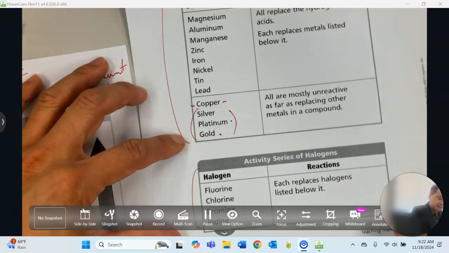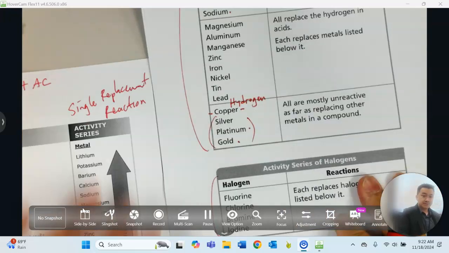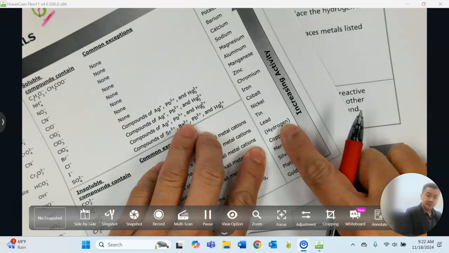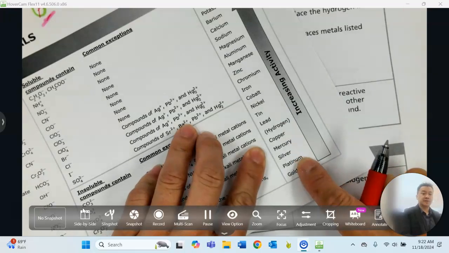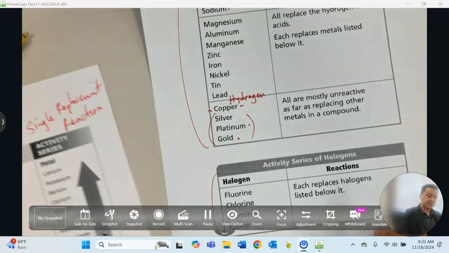And so you see that it says hydrogen. So hydrogen will fit right here, just like on your list. Just like on your list, hydrogen fits right below lead, but above copper, mercury, silver, platinum, and gold. So these two lists are very close to each other.